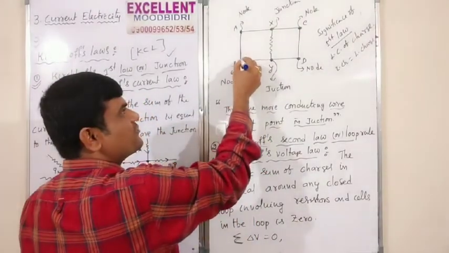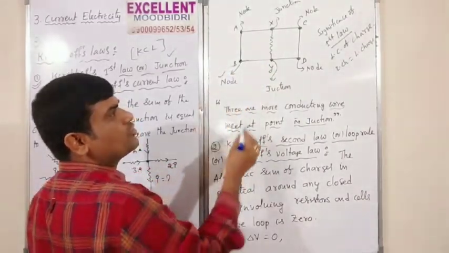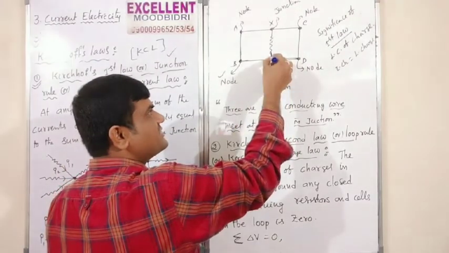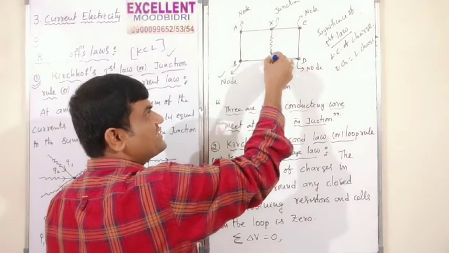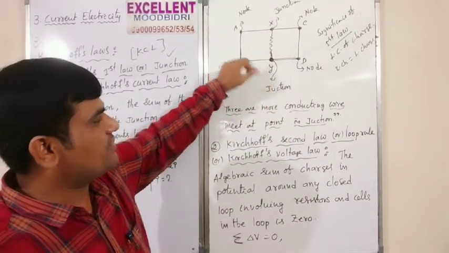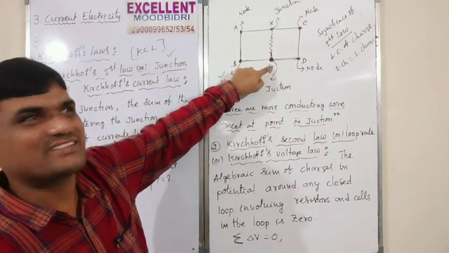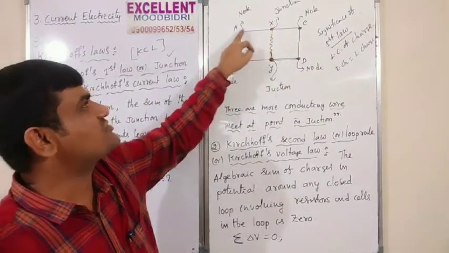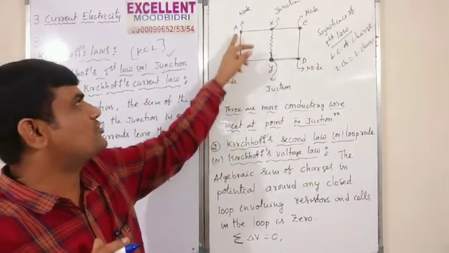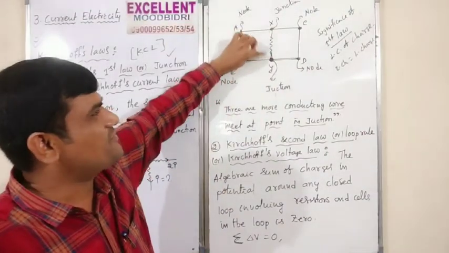Where two conducting wires meet at a point, we call it a node. This is one wire, and this is another wire. When three wires, three conductors, meet at a point, this point is known as a junction. This one is also a junction, but the other points are not junctions. They are nodes only. The junction is X and Y.